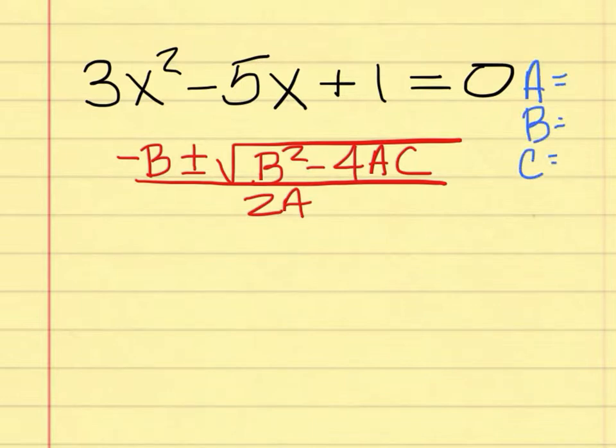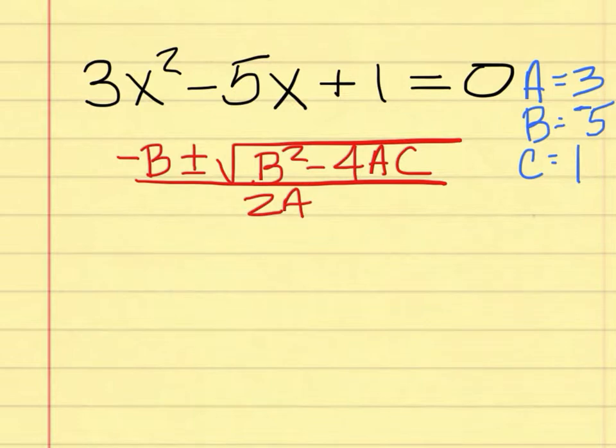What are they? Okay, b is 5. Nope. Oh, what's B? Negative 5. Negative 5. A is 3. Yeah. And then C is 1. Right, so we'll give him a point for that.